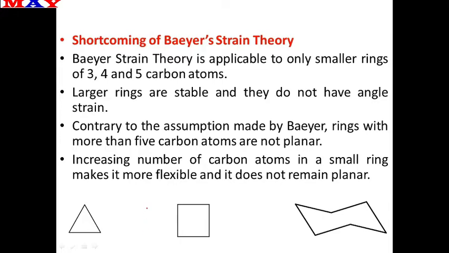Shortcomings of Baeyer strain theory. Baeyer strain theory is applicable to only smaller rings of 3, 4, and 5 carbon atoms. We see that angle strain values and heat of combustion values are in agreement. Angle strain decreases, heat of combustion also decreases. Larger rings are stable and they do not have angle strain. This is the shortcoming of the theory, that it is applicable to smaller rings, but it is not applicable to larger rings.